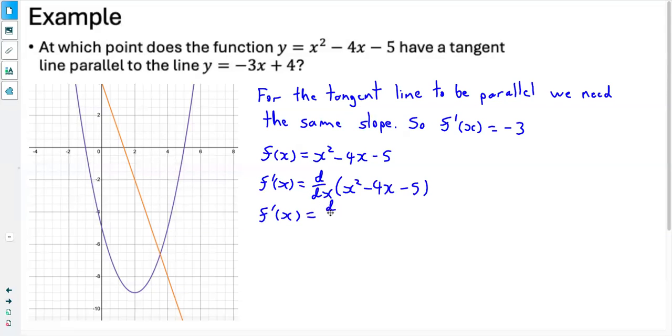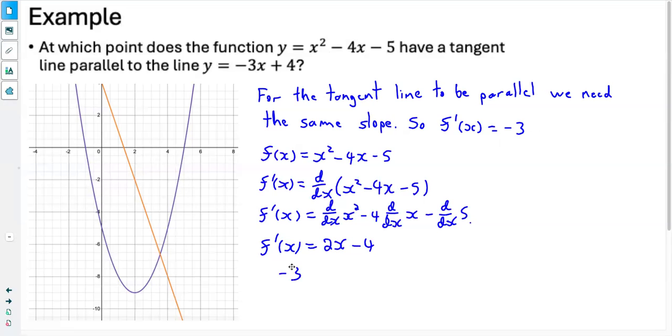So that's the same as our derivative of x squared minus 4 times our derivative of x minus our derivative of 5. So our derivative of x squared is 2x. Our derivative of x is 1, times -4 would be -4. Derivative of a constant is 0. So this is the equation for our slope at any point along this line. Now we're told that that must equal -3.